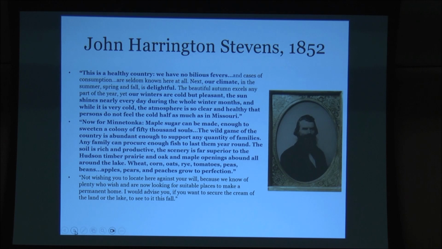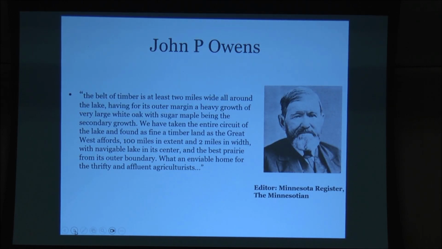And then the second quote that I wanted to share with you is from a newspaper man. His name is John Owens, and he actually visits the lake in 1852, and again in 1853, and again in 1867. And what he says is the belt of timber is at least 2 miles wide all around the lake, having for its outer margin a heavy growth of very large white oak, with sugar maples being the secondary growth. We have taken the entire circuit of the lake and found as fine timberland as the Great West affords, 100 miles in extent and 2 miles in width, with a navigable lake in the center and the best prairie from its outer boundaries. What an enviable home for the thrifty and affluent agriculturalists.